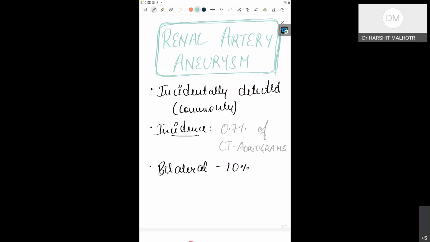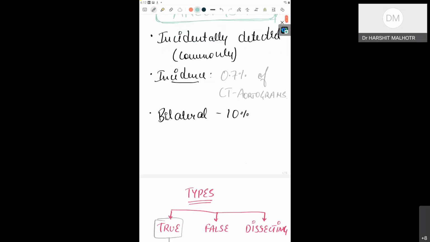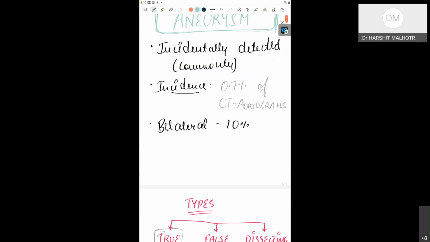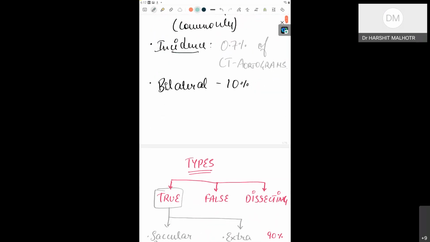With the renovascular diseases, I will be sharing many topics with you today. So, the first topic is renal artery aneurysm. Most of the times, these are incidentally detected. The incidence is 0.7% of all the CT angiograms which are done occasionally for other intra-abdominal pathologies when they have not revealed anything in particular. And we see bilateral RAAs in 10% of cases.